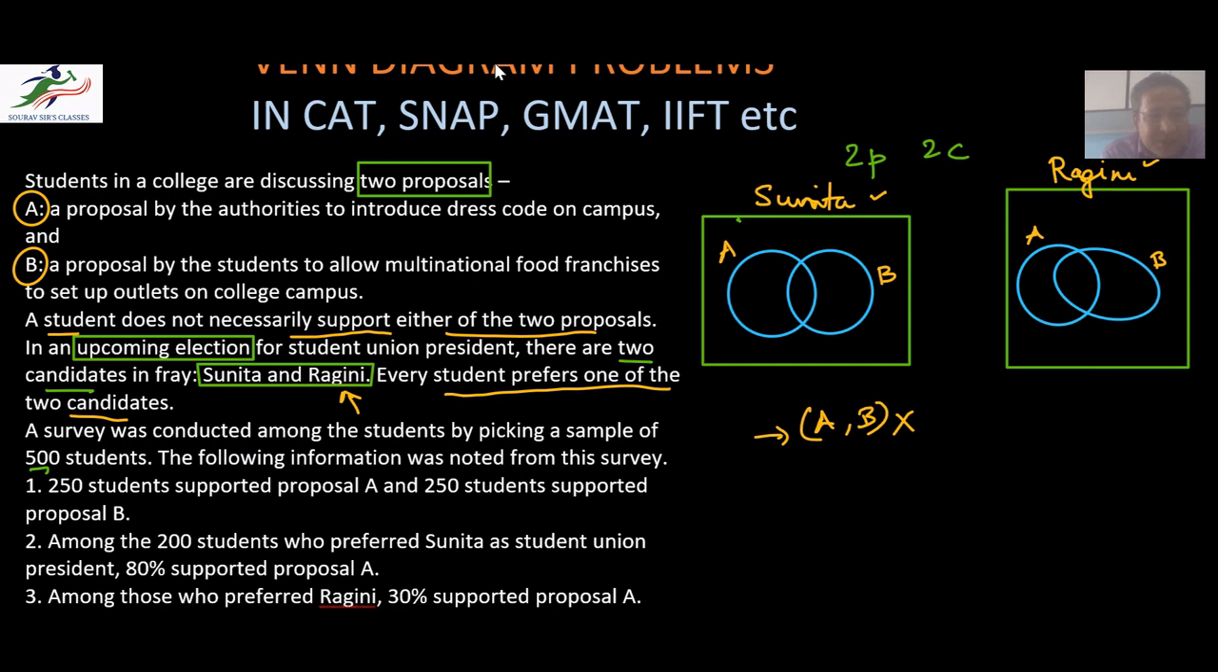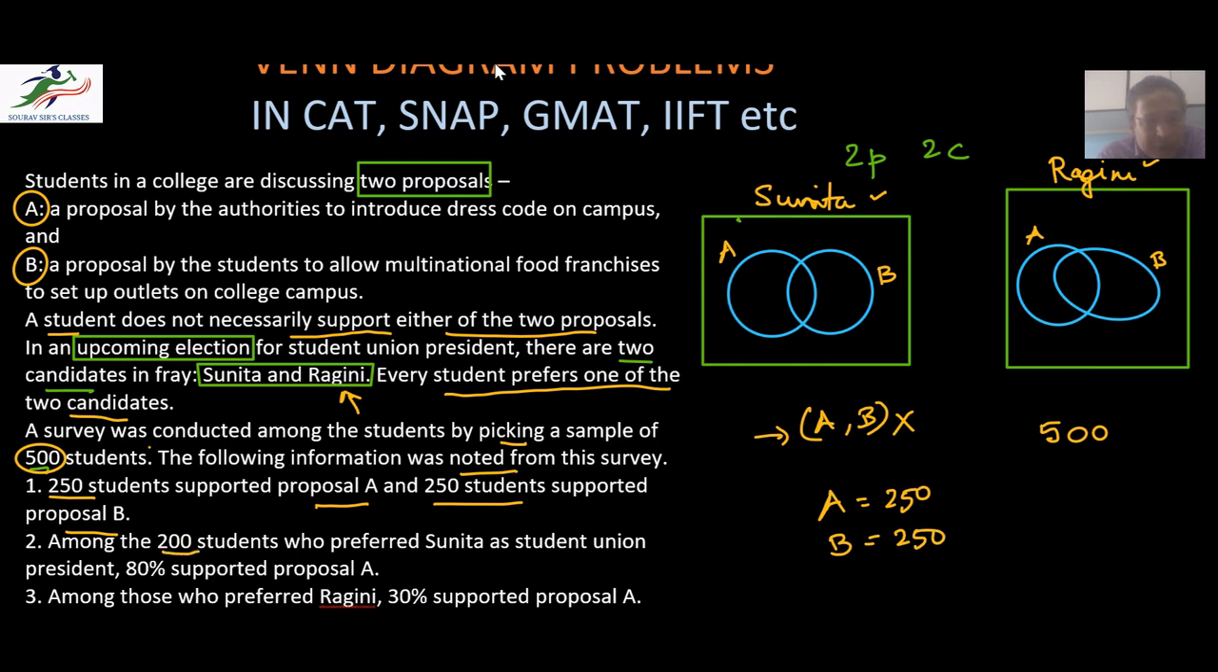So we go into the next set of clues. The first one says a survey was conducted among the students by picking a sample of 500 students. So the total number of students is 500. Then the following information was noted from the survey. The first one says 250 students supported proposal A and 250 students supported proposal B. So A is 250 and B is 250.